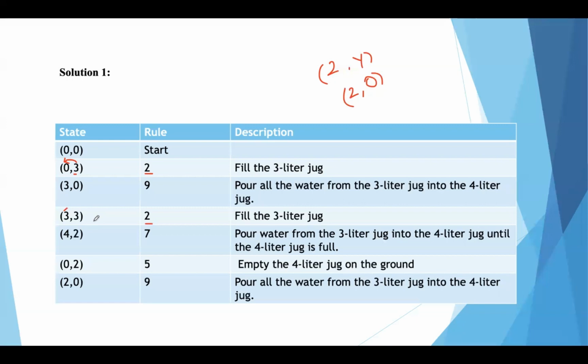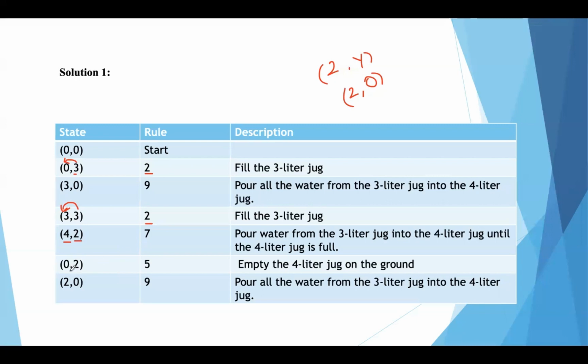here pour water from 3-liter jug into 4-liter jug until 4-liter jug is full. So already this is having 3 liters of water. If you fill this 4-liter jug until it reaches its maximum capacity, then the water which is present in 3-liter jug is 2 liters only. And after this, so that is rule 7.